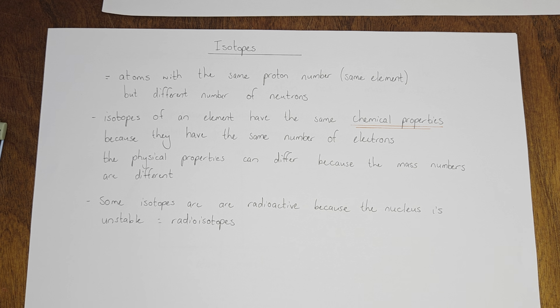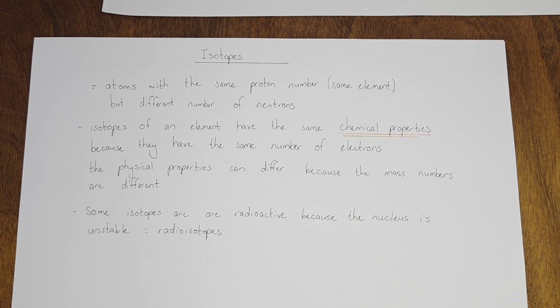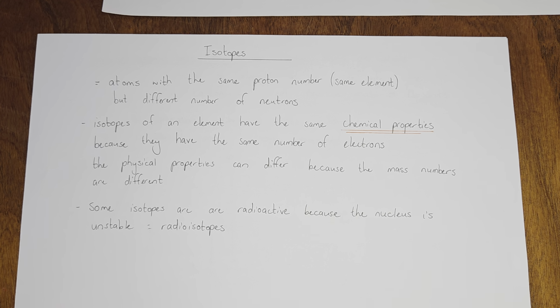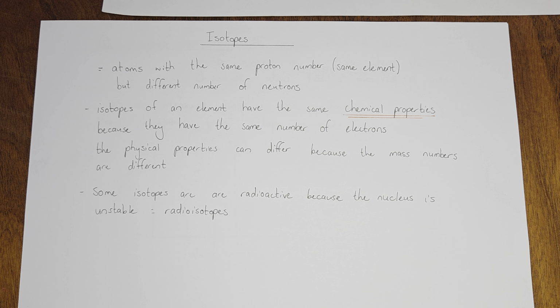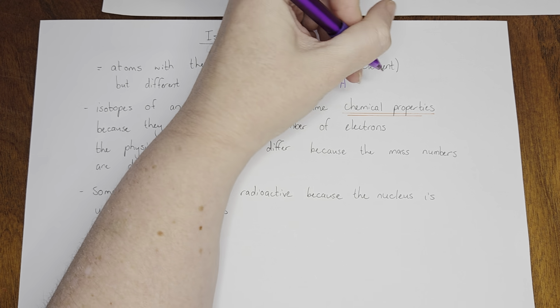Then I could have isotopes. An isotope is an atom with the exact same proton number, because it will be the same element, but it'll have a different number of neutrons. That means the mass number will be different. So an isotope could be, for example, hydrogen.